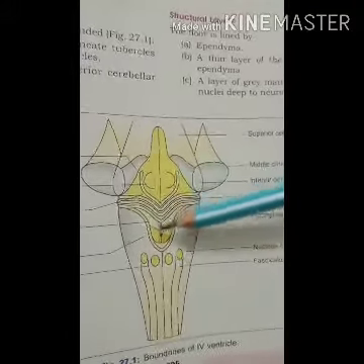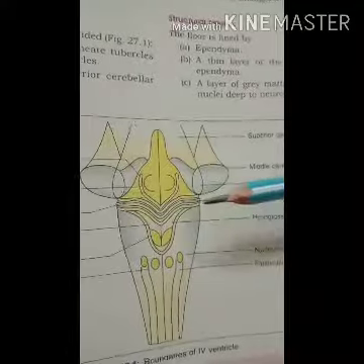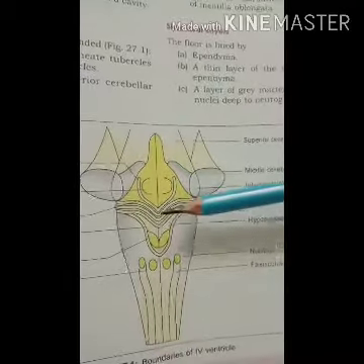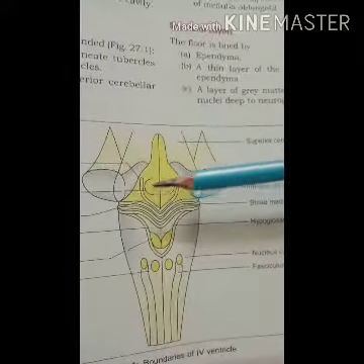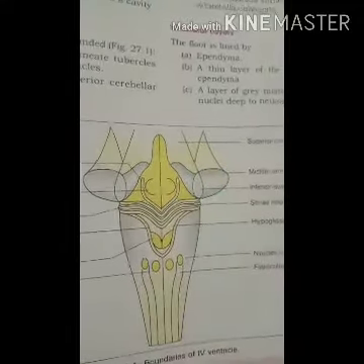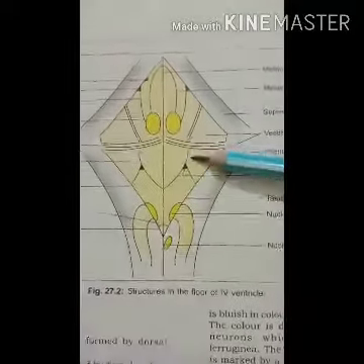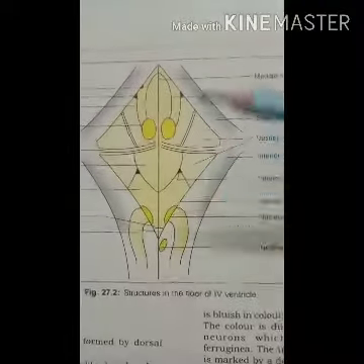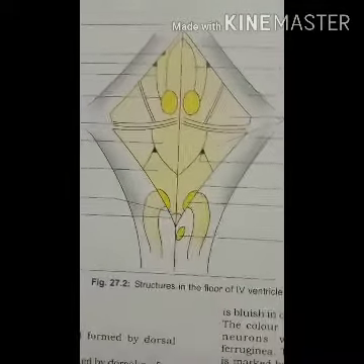The floor is also called the rhomboid fossa because it is rhomboid in shape, and the posterior surface of the lower part forms the pons, and the dorsal surface of the upper part of the medulla oblongata. So this is the floor, and it is formed by the upper triangular part, this one, formed by the dorsal surface of the pons, and the lower triangular part is formed by the dorsal surface of the medulla oblongata.